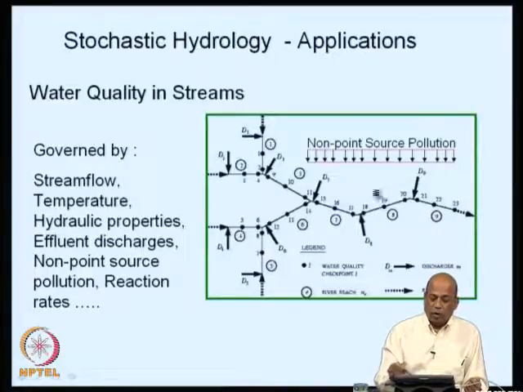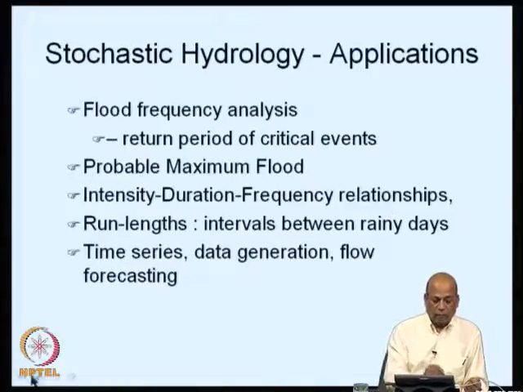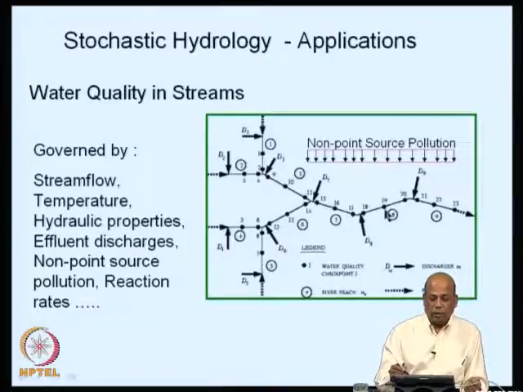As you can see, let us say you are interested in using the water at this particular location for municipal and industrial use. So, you would like to maintain a certain amount of water quality at this location, but the water quality here is governed by the stream flow coming from the upstream location, and it also depends on the temperature and the hydraulic properties. For example, what is the time of flow between this point and this point, and the effluent discharges coming here, and the non-point source pollution, and so on.